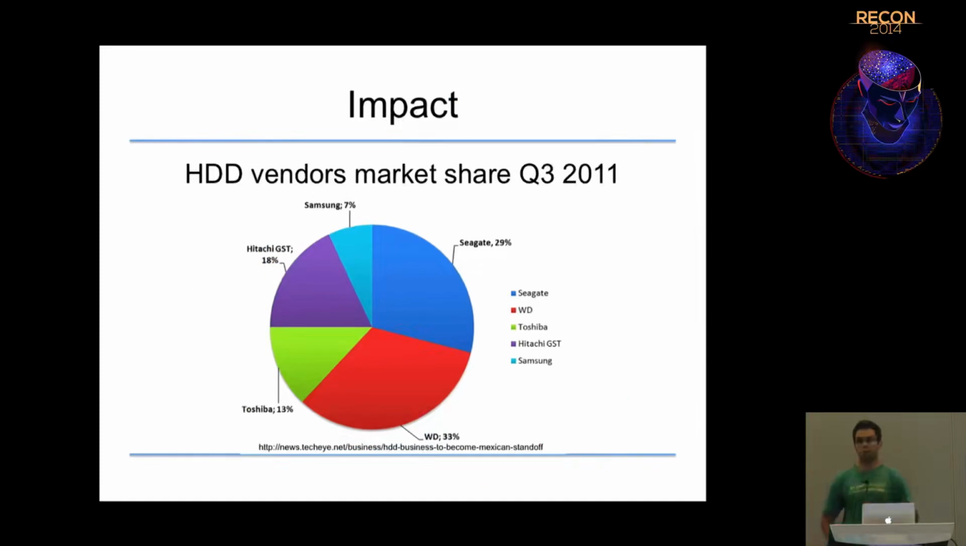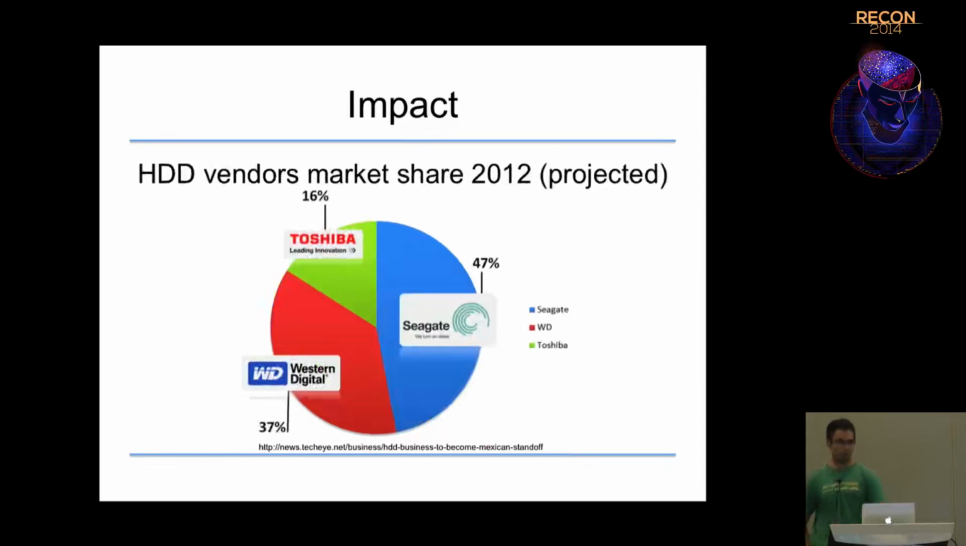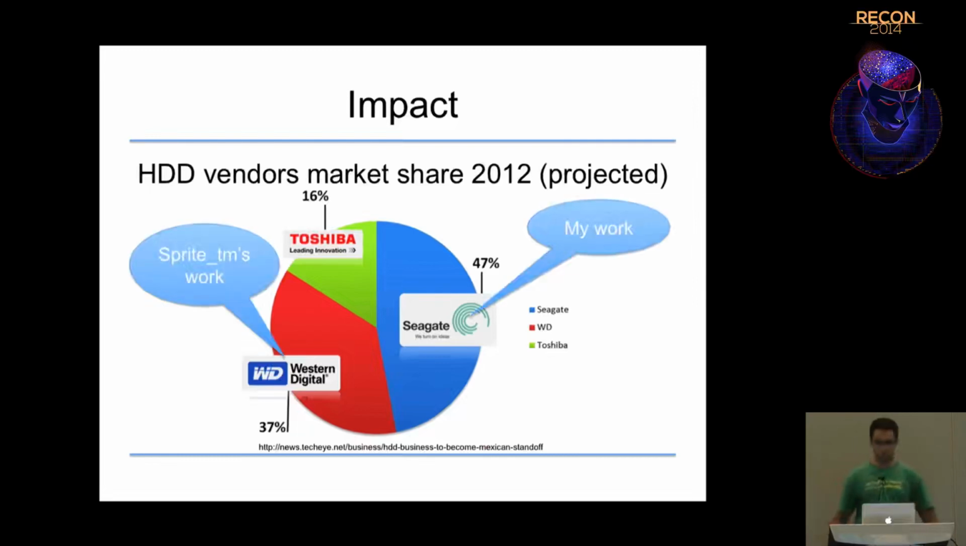Okay, another question that people ask me is, yeah, okay, you have this backdoor, but it's quite hard to write this backdoor, and there are many hard drive vendors. So here you see a market share of hard drive vendors in Q3 2011. But then there was a flood in Thailand, and how the market actually looks more is like that. And you can see there is Seagate that has quite a lot of market share. There's Western Digital and Toshiba. And I looked at Seagate drives, and Sprite_tm looked at Western Digital. And you can see that basically all the hard drive market is backdoored.